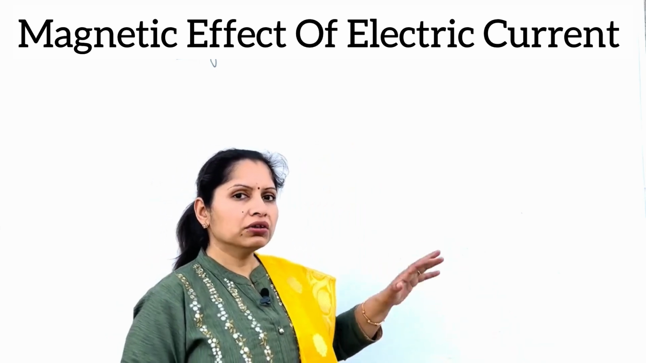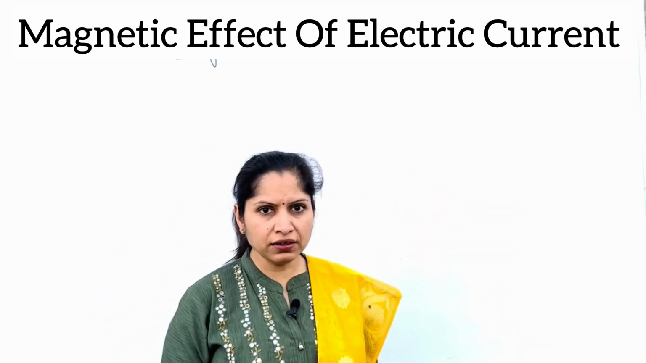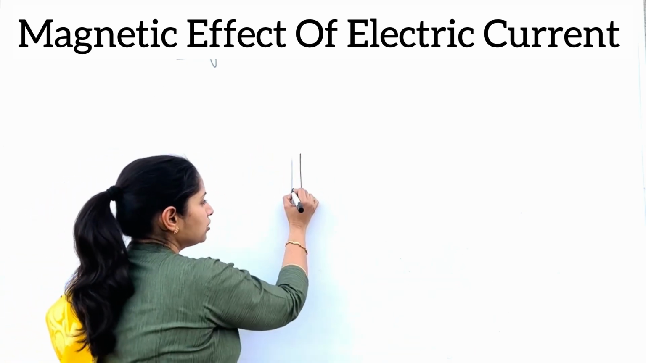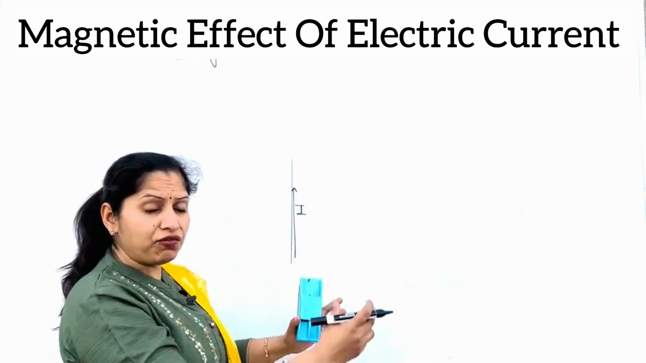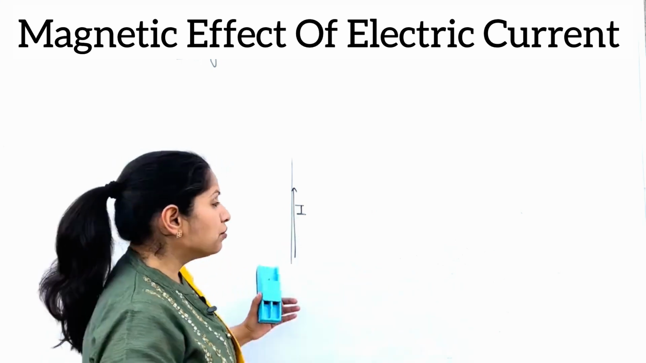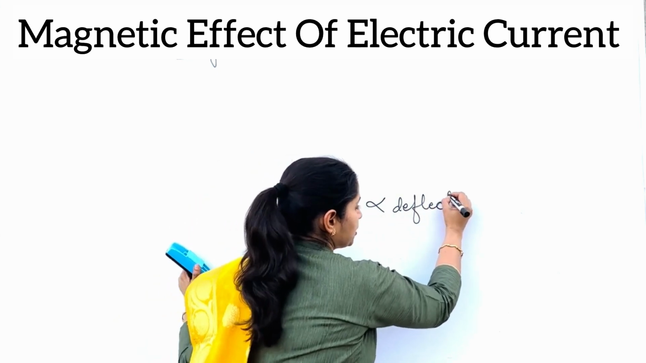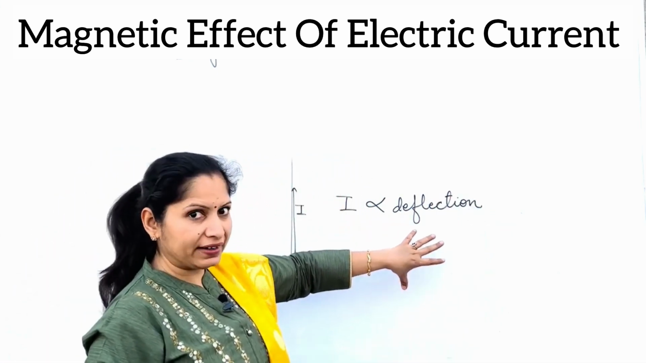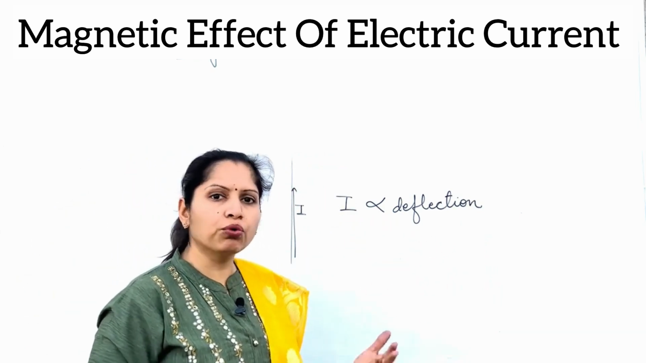Now, what about the deflection in the compass? Is it going to vary with the current? So let's see. If we have a current carrying conductor in which current is flowing, the deflection produced in the compass will vary with the amount of current flowing through the circuit. Means the more the current through the circuit, the more will be the deflection produced in the compass. Means the more the current, the stronger the magnetic field. A strong magnetic field will be there, then the compass needle will show more deflection.